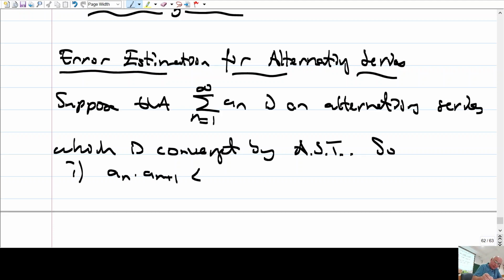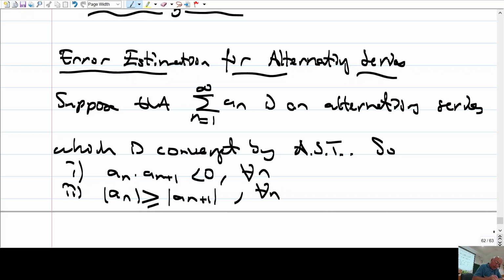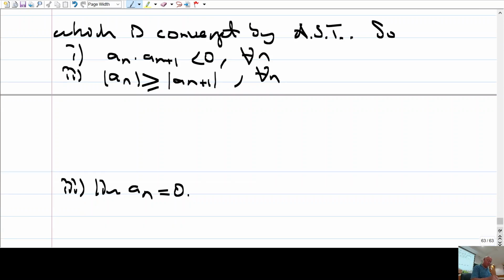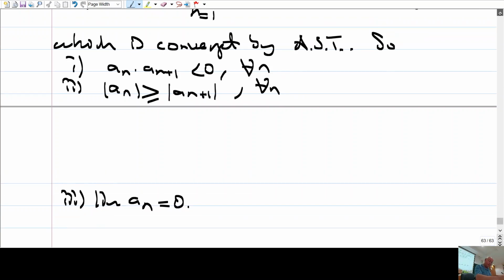an plus 1 is all negative for all n. An in absolute value is larger than an plus 1 for all n. And the third one, limit of an is equal to 0, right? Terms are decreasing, changing signs and going to 0. Then the series is convergent.